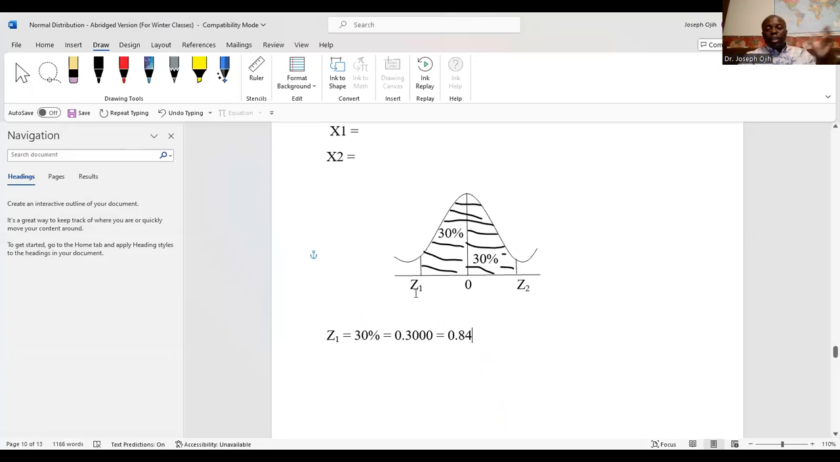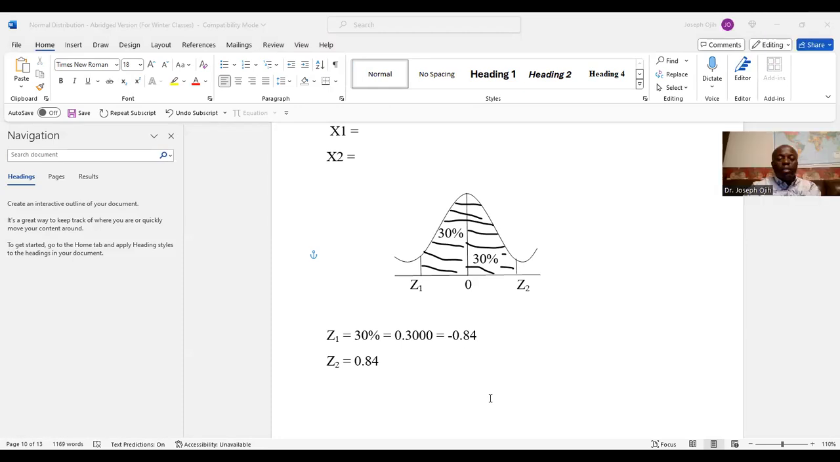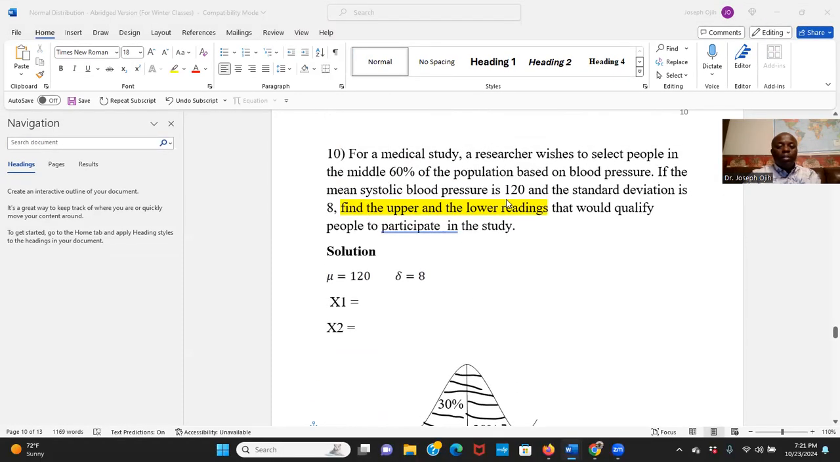Now, because Z1 is on the left side, we're going to make it negative 0.84. Now, Z2 is on the right side. By symmetry, Z2 will also be 0.84, but because it's on the right side, it's going to be positive. Once we have this, remember the question wants us to find the upper and lower readings.